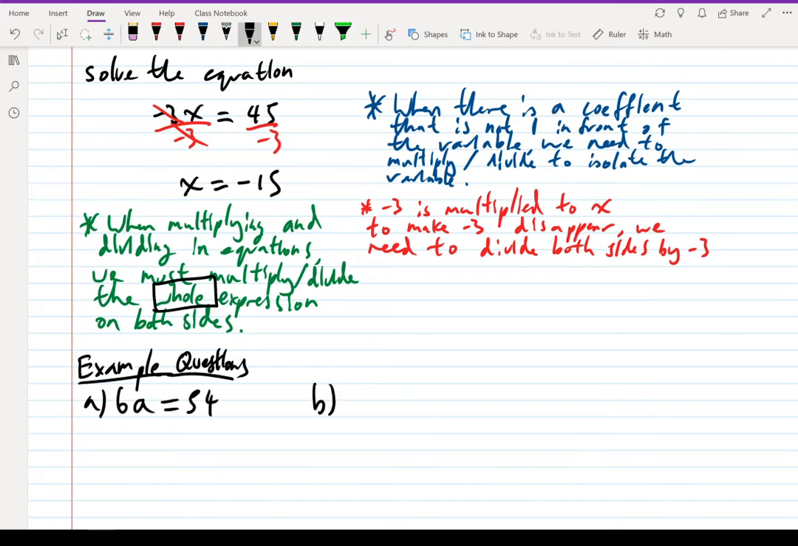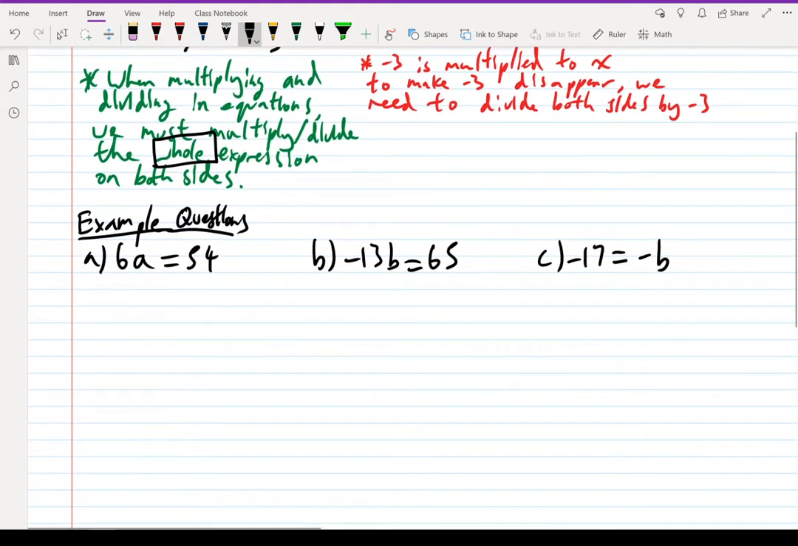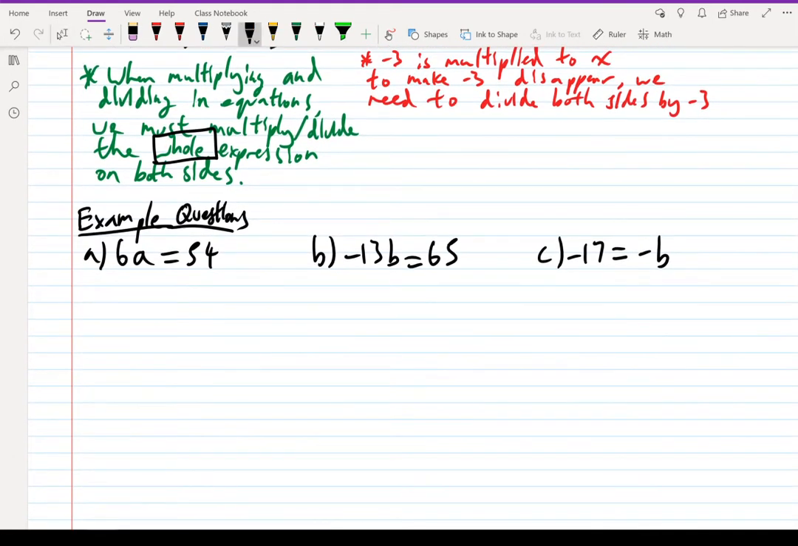B, we have -13b is equal to 65. And then C, I think this could be a good practice for some of you. Let's do -17 is equal to -b. And then yeah, let's just do these 3. Actually, I'll throw in one more, D. Let's do -12n is equal to 108. So please pause the video now, finish all 4 of these questions, and then I'll check the answers.